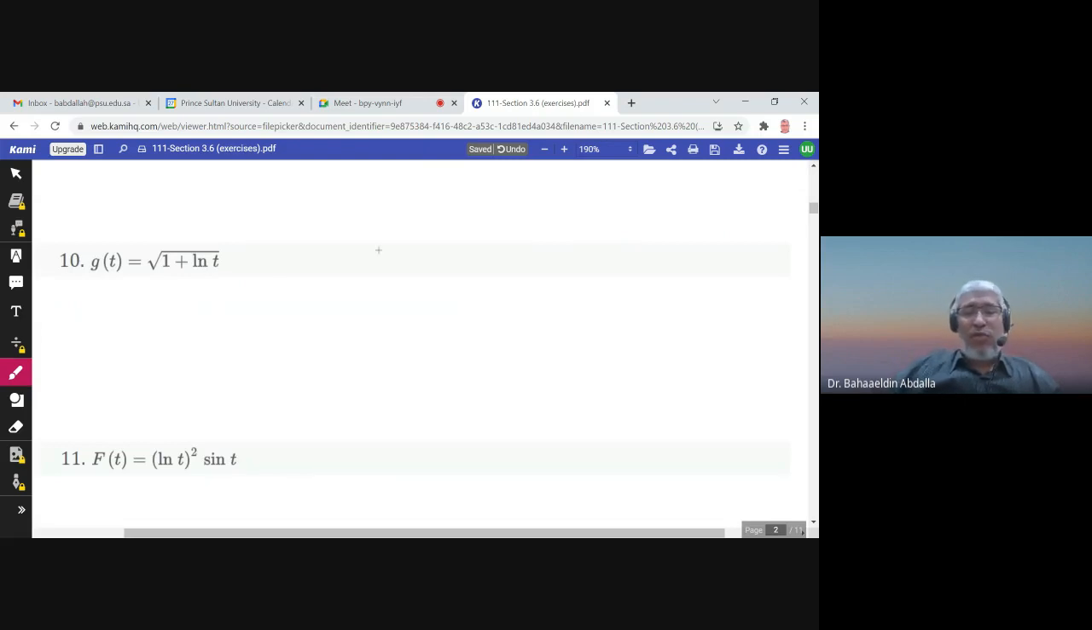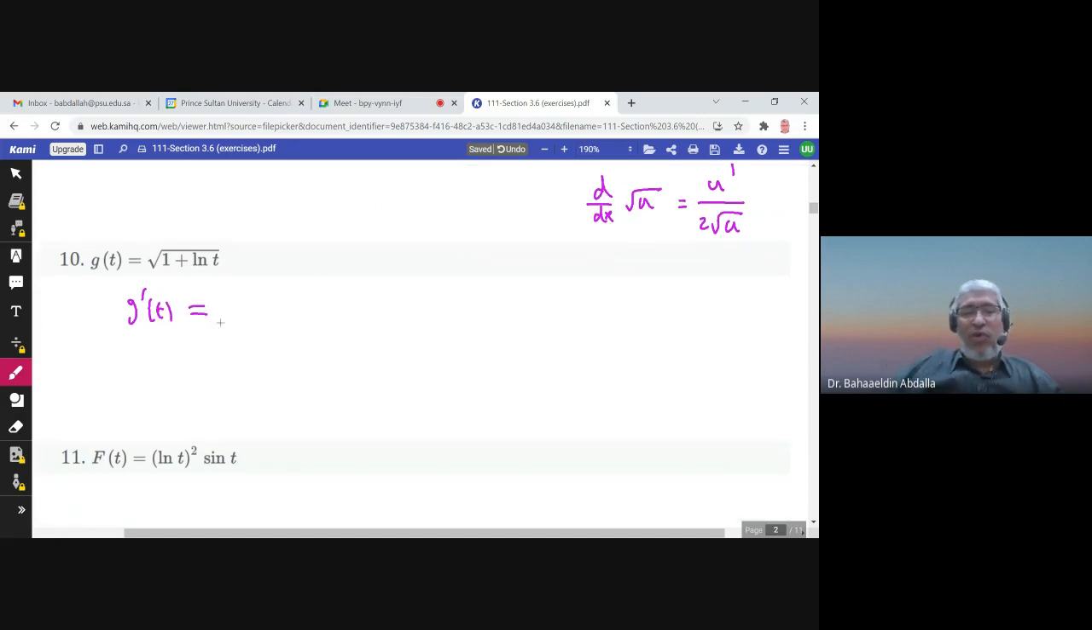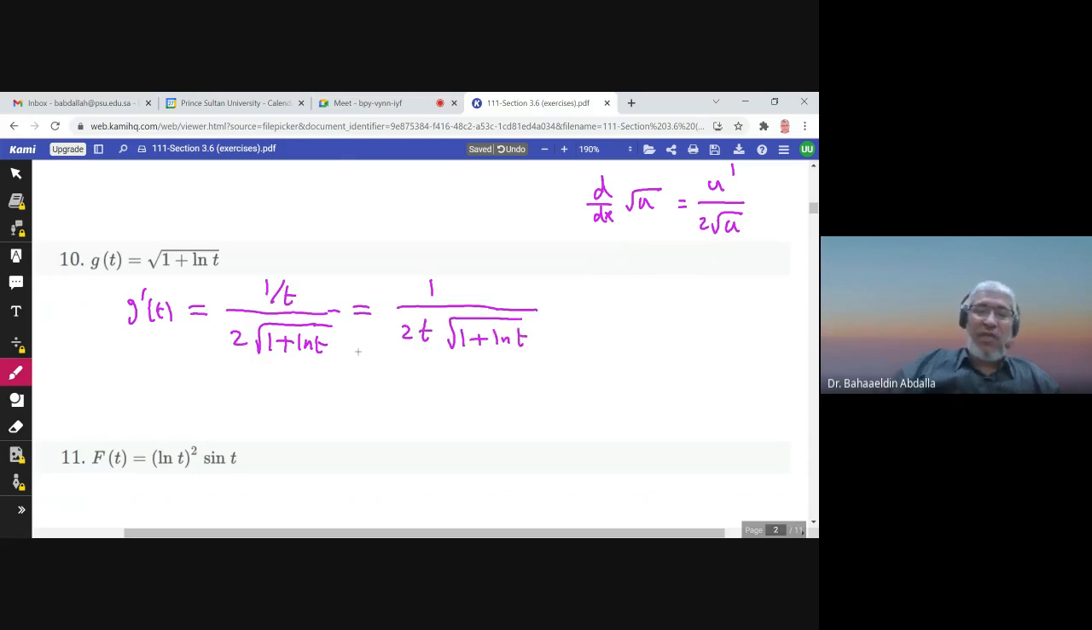I have a square root, and we know that the derivative of square root of u is 1 over 2 square root of u times u prime. So g prime of t would be 1 over 2 times square root of 1 plus ln t times the derivative of 1 plus ln t. Derivative of 1 is 0. Derivative of ln t is 1 over t. This t is already below, so I can write it 1 over 2 times t times square root of 1 plus ln t, and this is the derivative.